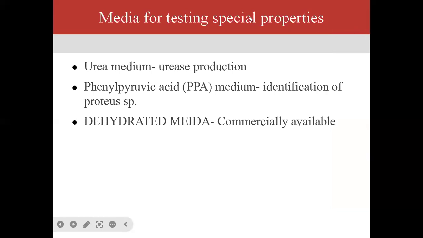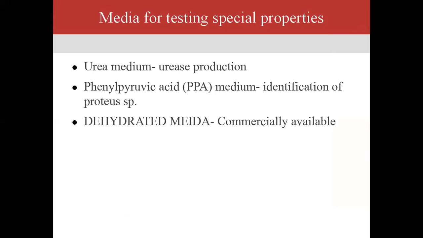Next, media for testing special properties, such as urea medium. Urea medium is used to test the property of urease production. And PPA medium, phenylpyruvic acid medium. This is helpful for identification of Proteus species.